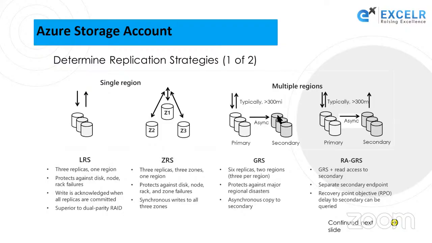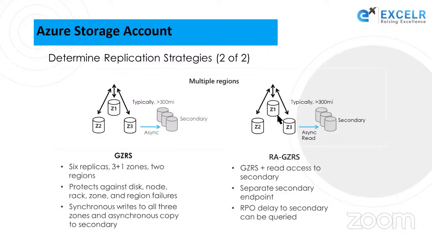Then look at the other options. This is called GZRS. In this case, you are creating copies of your data in 3 AZs locally in that particular region, and then this is copied across to the secondary region. So that means again you have 6 replicas across 2 regions. It is going to write all these things.